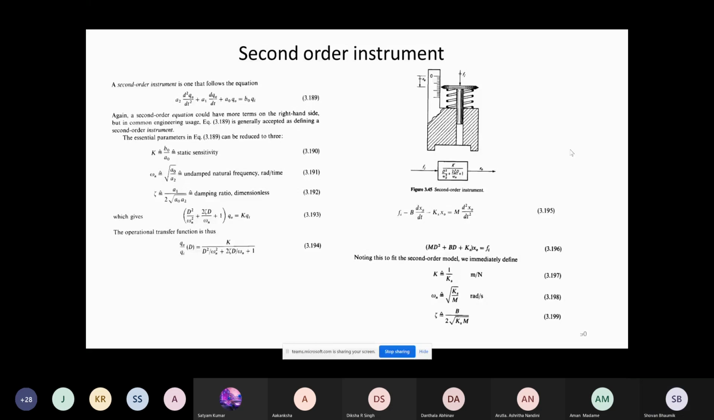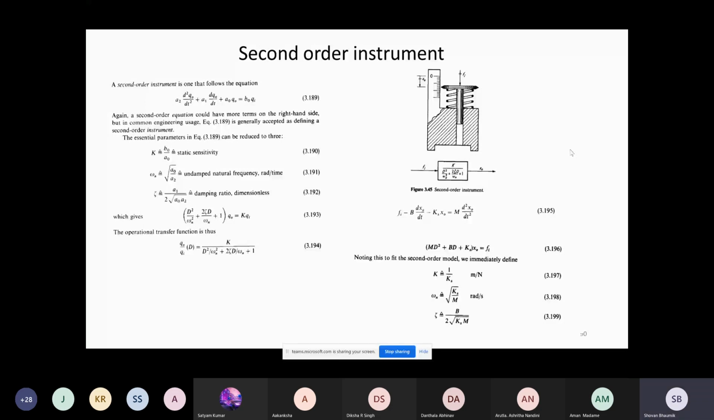And we started deriving, and then we have seen that we have three parameters: K, which is static sensitivity, omega n, which is undamped natural frequency, and zeta, which is damping ratio. And we have seen how a physical system can be modeled; when we model a physical system, a second order transfer function may come naturally, and which is a second order instrument.